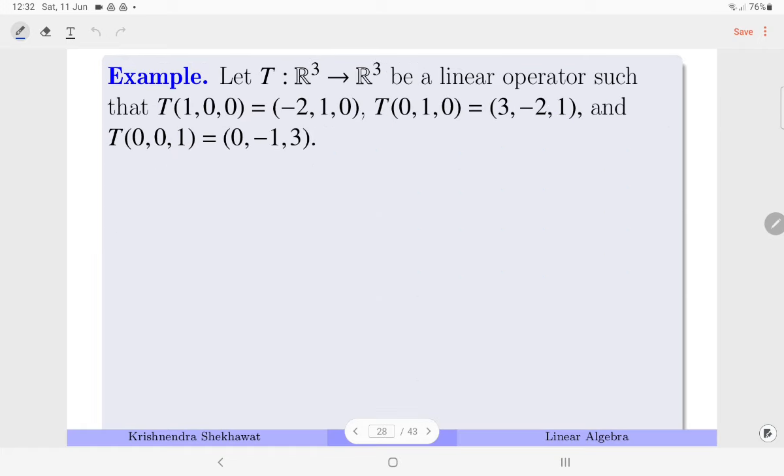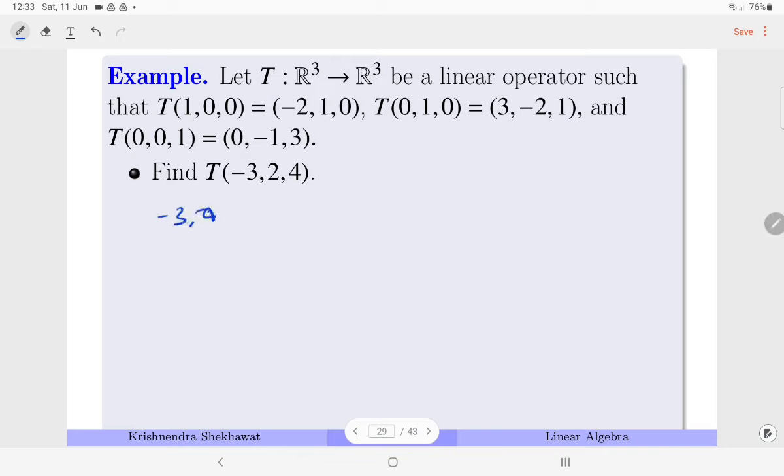So let's move to the next question, which says that T is a linear operator, and we have not been given the linear transformation. We just have been given T(1,0,0), T(0,1,0), and T(0,0,1). We need to find T(-3,2,4). The question is easy, we just need to use the property of the linear transformation.